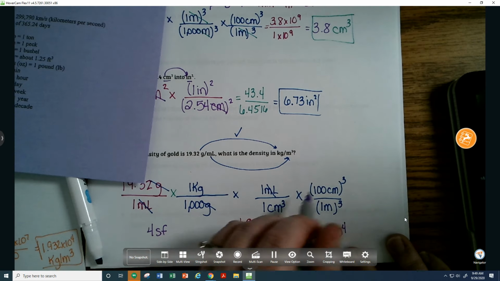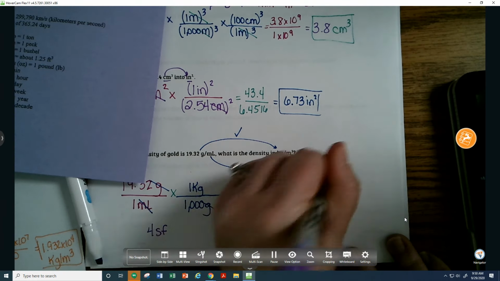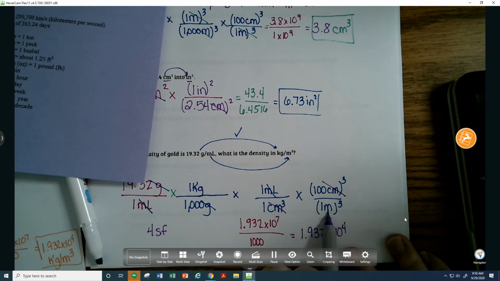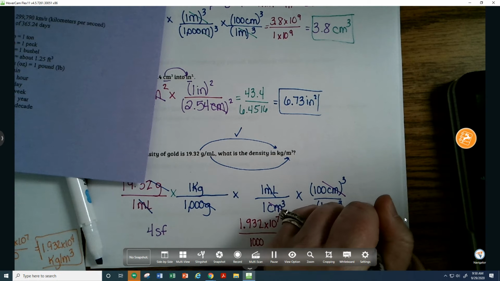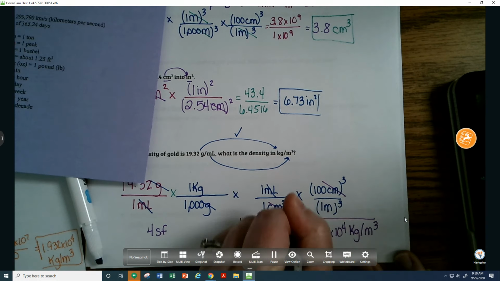Again, let's see if I canceled all my units. I forgot to put a slash through here. I'm left with kilograms, cubic meters, and we are all done.